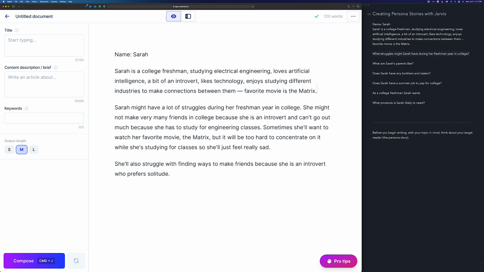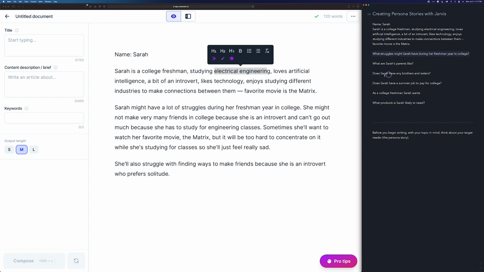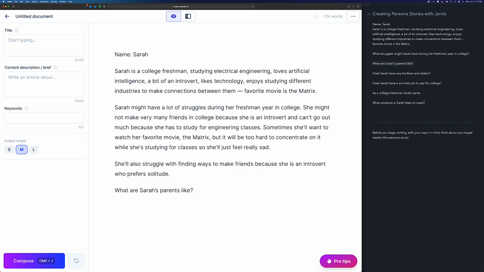We know that now, she's going to have a lot of struggles in college because she's not going to have any friends. She's an introvert, and she's going to be really busy because the field of electrical engineering is going to keep her very busy. The classes are difficult, right? Let's start getting a little bit more personal about Sarah. Let's ask what her parents are like, and obviously this is a story. This is going to be something that's kind of made up.